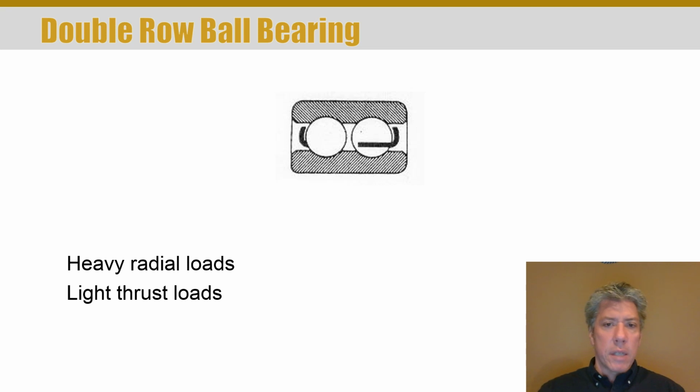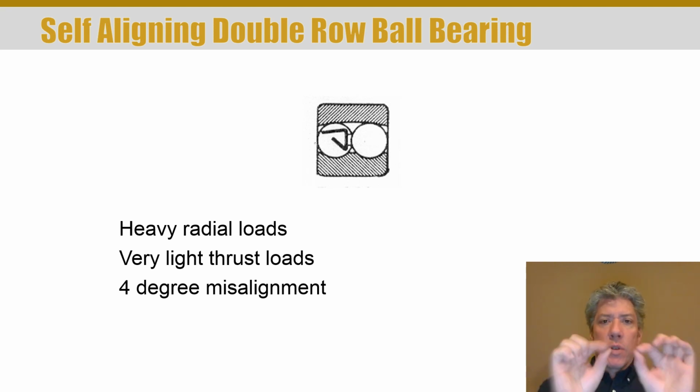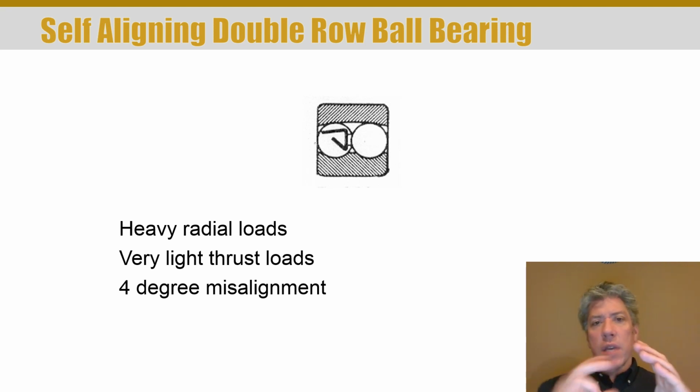And the reason these things can only take light thrust loads is because the raceway groove in the inner and outer bearing are not all that deep. There are also self-aligning double row ball bearings, and I meant to bring one of these and forgot to grab it, but these are a pretty simple idea. It's kind of like the double row ball bearing, except that instead of the outer raceway having 2 grooves for each set of balls to ride in, rather it's more of a spherical shape. It's part of a sphere. And the idea here is that the inner race can rotate relative to the outer race, and this allows for misalignment between the inner and outer race, or the shaft and the frame, essentially.